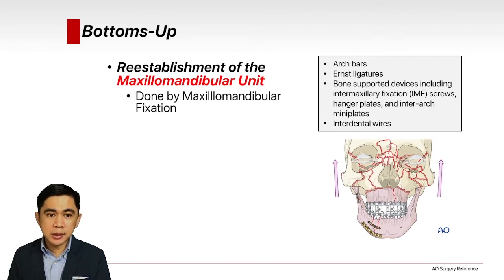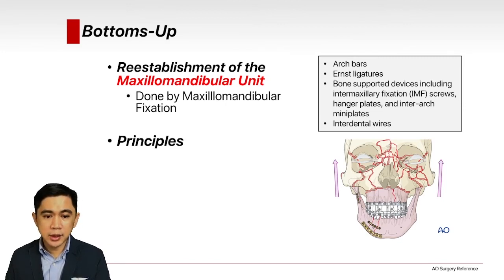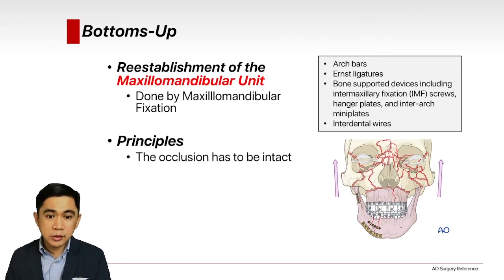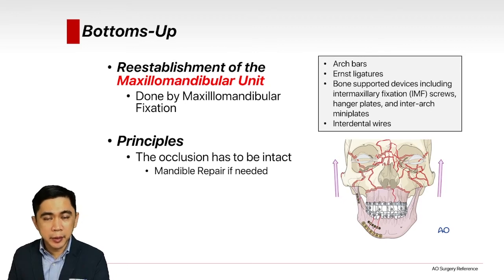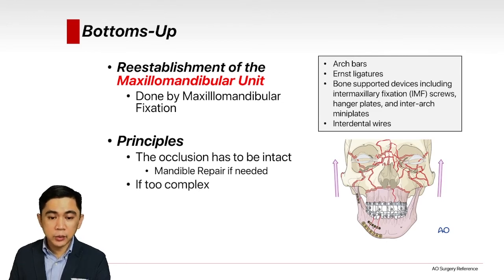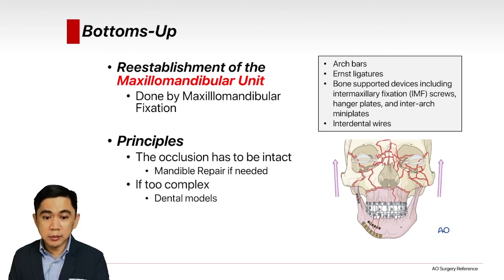Some basic principles in the bottoms-up sequencing is that the occlusion has to be intact. So it means that if you have fractures in the mandible, it must be repaired first so that you will have a good bite and a good occlusion of the maxillomandibular unit. Should there be accompanying condylar fracture, it has also to be repaired first. If the fractures in this area are too complex, then we can base the arch from dental models and design palatal and mandibular lingual splints to reestablish the arches.